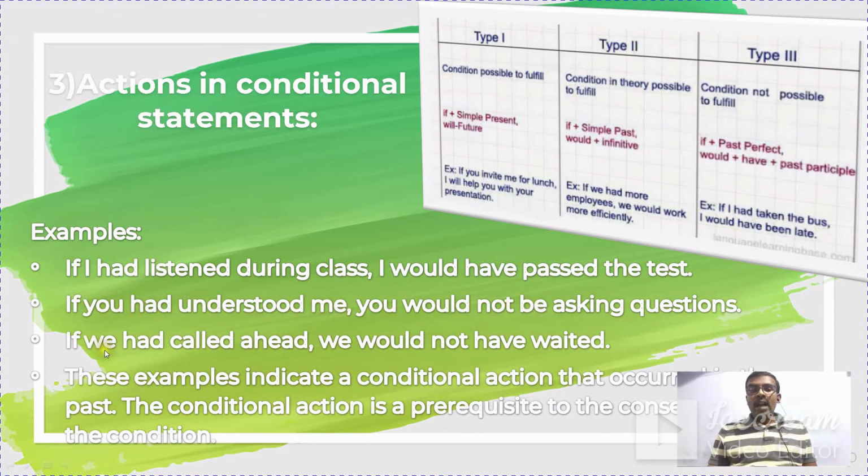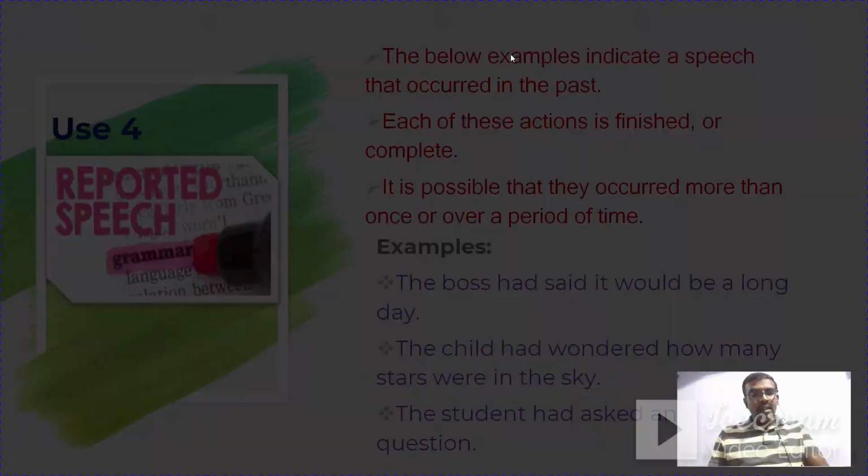So, if we had called again, we would not have waited. Okay, so here is the subject and this is the predicate. Subject is followed by subject plus past perfect tense, and the predicate is followed by would plus or wouldn't plus have form plus past participle. Can you understand? Okay, let us move on to the next slide.